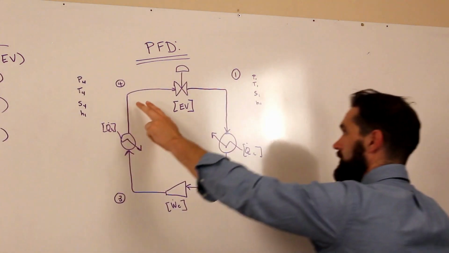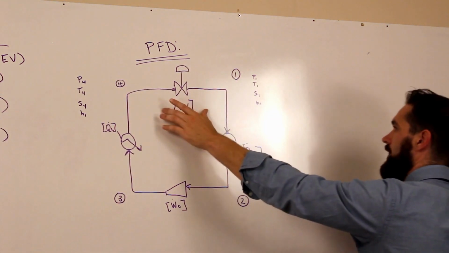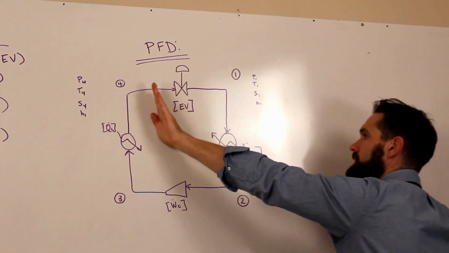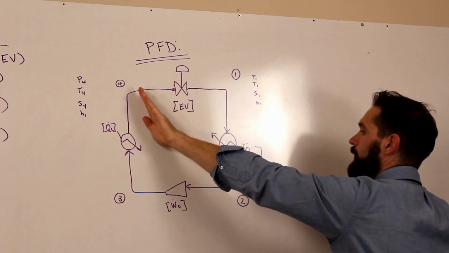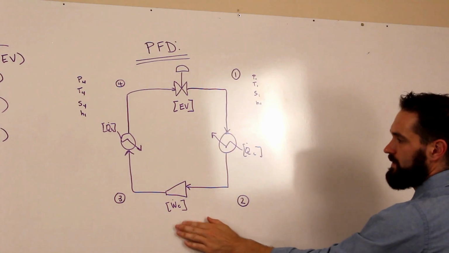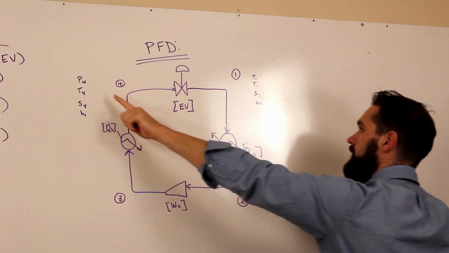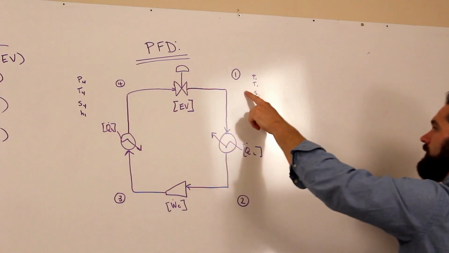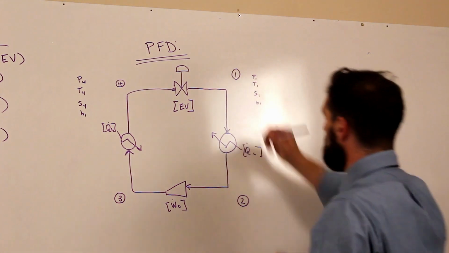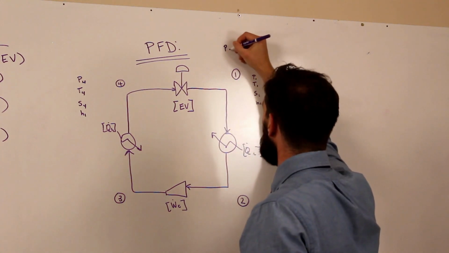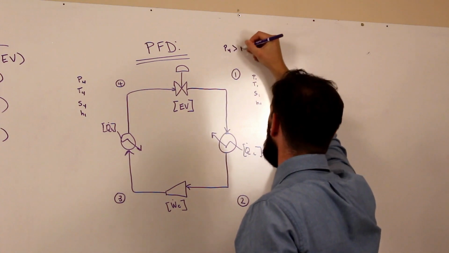So what happens here is, as it comes across this valve, what we have at state 4 over here is a higher pressure system, ultimately generated by this compressor. So the pressure over here at state 4 is higher than the pressure here at state 1. So we might write P4 is greater than P1.